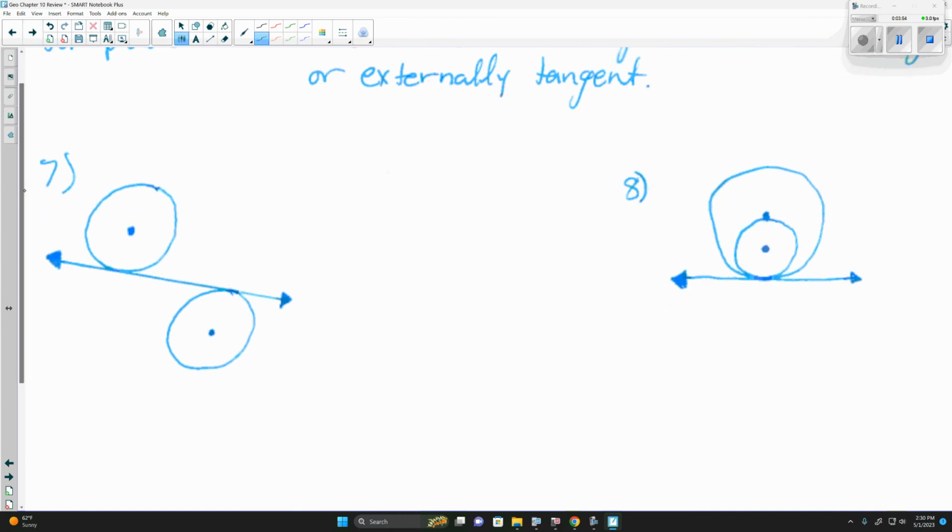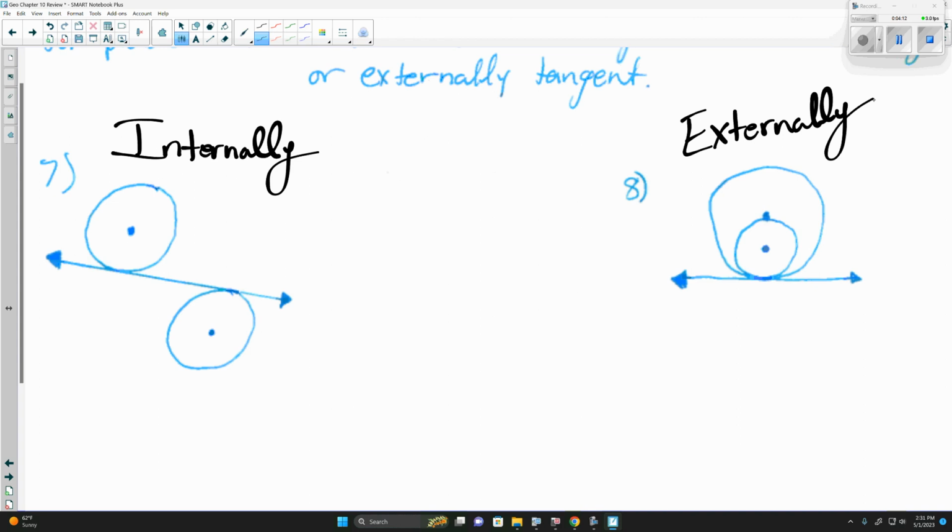Seven would be internally. And the main way I keep them straight is if the tangent line goes between them, it's internal. If it doesn't, then it is external. 8 would be externally, because it does not go between the 2 circles. If the tangent line goes between the circles, it's internal. If it doesn't, it is external. Any questions on 7 or 8?